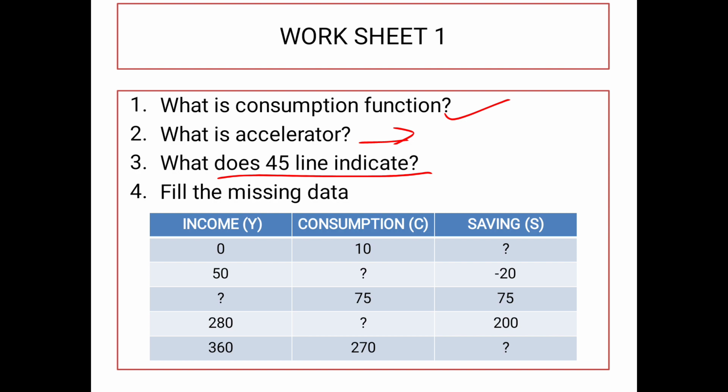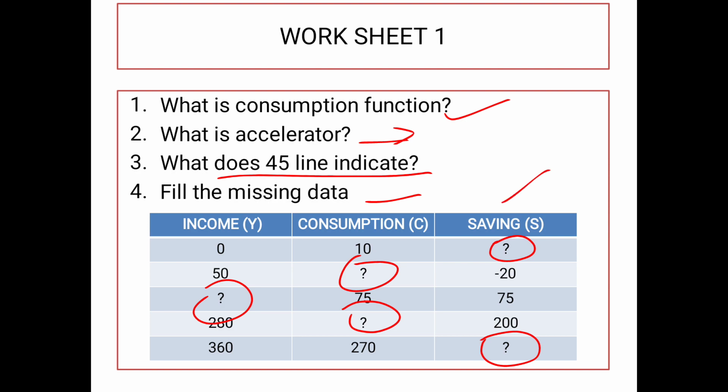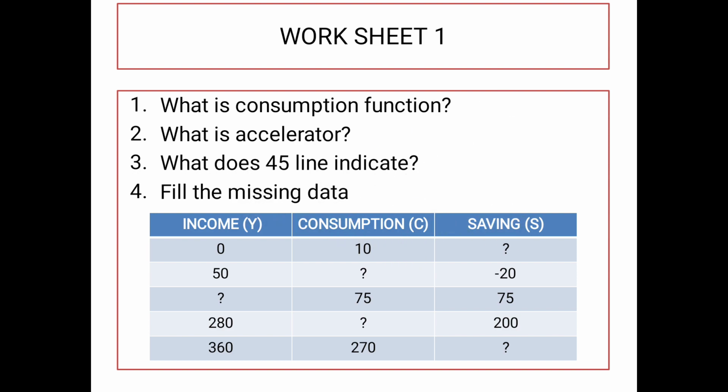So now you have to fill the missing data. Here I have put a question mark, here a question mark, here a question mark, here a question mark, and here. Okay, so how will you find out this? So how do you arrive at saving? You subtract these two, you get the answer for this. Now how will you calculate this? Saving must be subtracted from income. You will get your answer for consumption.